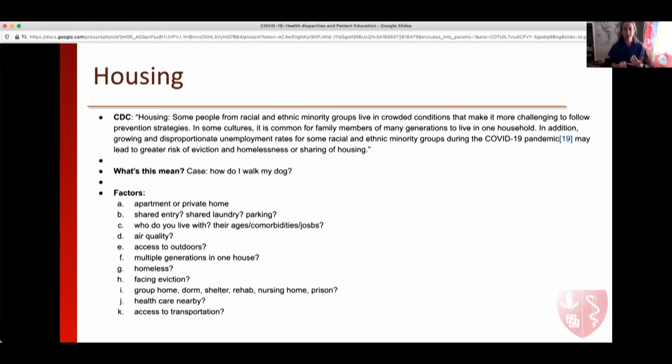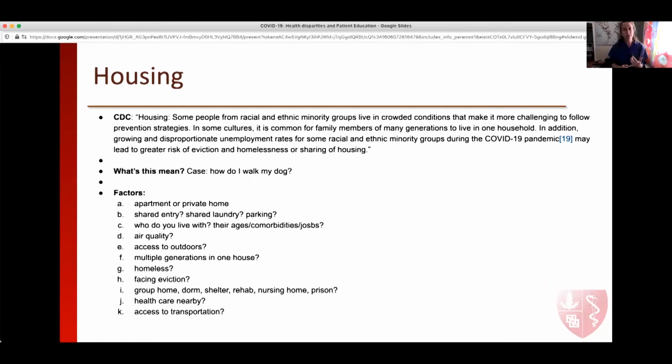Some counties, Santa Clara County included, do have resources to connect people to housing and put people up in hotels if they're COVID-19 positive. But we need to know if they are homeless so we can help them access that resource. Equally important is knowing if they're on the verge of becoming homeless.